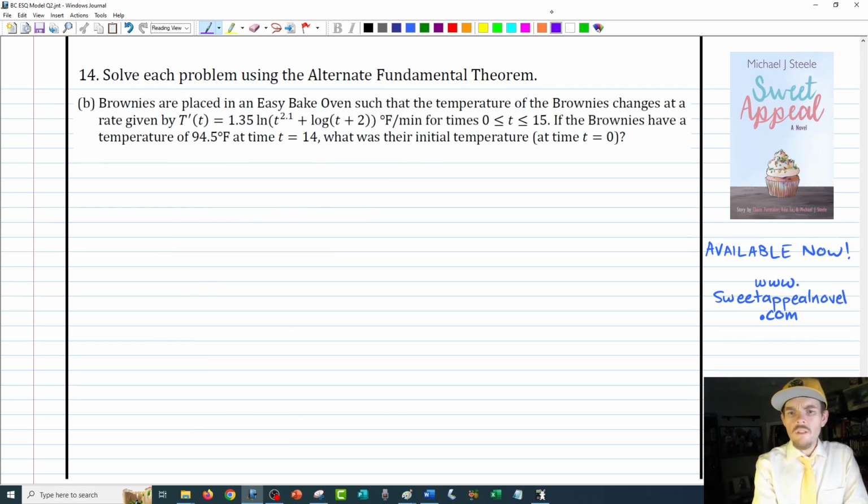The second one we have, I didn't do a motion problem. Usually I would have thought that I would have done a motion problem, but in this case I must have been hungry. We've got brownies in an easy bake oven. I don't know if you know what an easy bake oven is. You probably do. I feel like that toy's lasted forever.